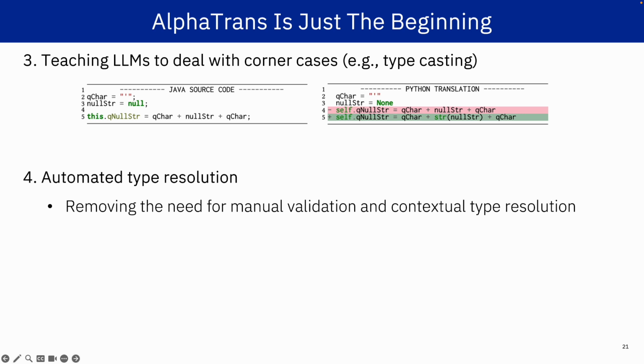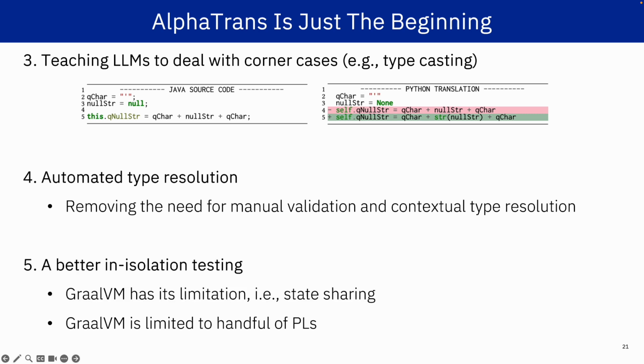Automated type resolution is another open problem that we need to move on. We need to remove the need for manual investigation of translated types in order to have a high quality type map between any pairs of languages. We also need better in-isolation validation techniques. We noticed that GraalVM has its own limitations, for example state sharing. Another problem with GraalVM is that it's only limited to a handful of PLs, like 6 at most. That's a big problem because we have a lot of other programming languages that we could translate and validate.